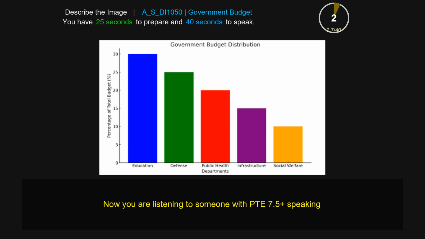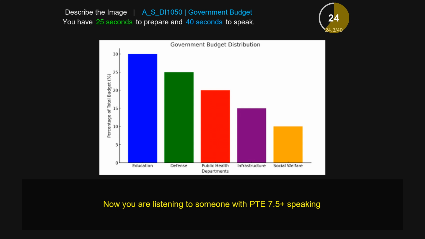The given bar chart gives information about government budget distribution. The bar chart has two factors. One is a department such as education, defense, and public health, while the other is percentage, which varies from 0 to 30. It is evident the maximum value is for education, which is almost 30, whereas the minimum value is for social welfare, which is almost 10.